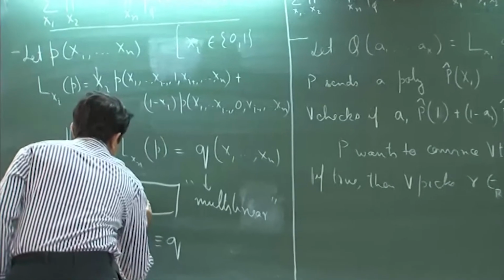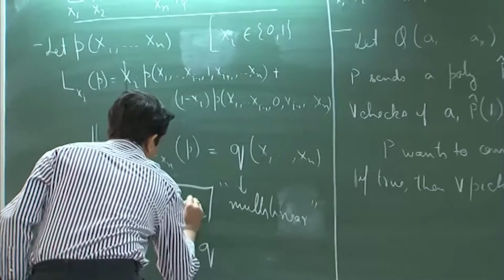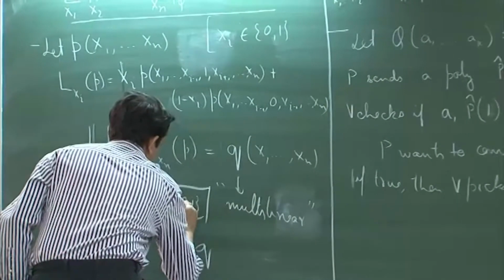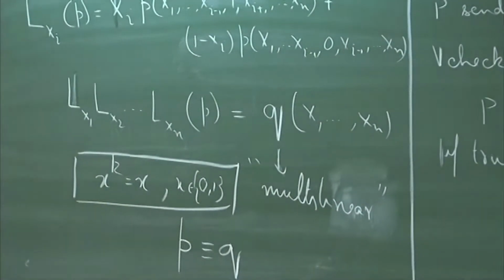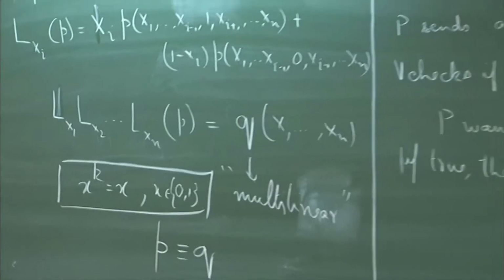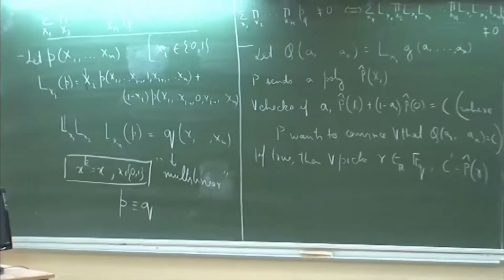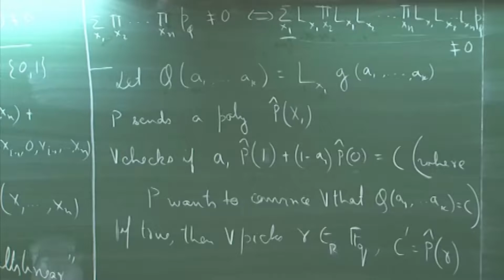So, whenever x belongs to 0, 1, this is basically the crucial fact. I will not go into the details of the error analysis, you can read it from the book. So, any questions?